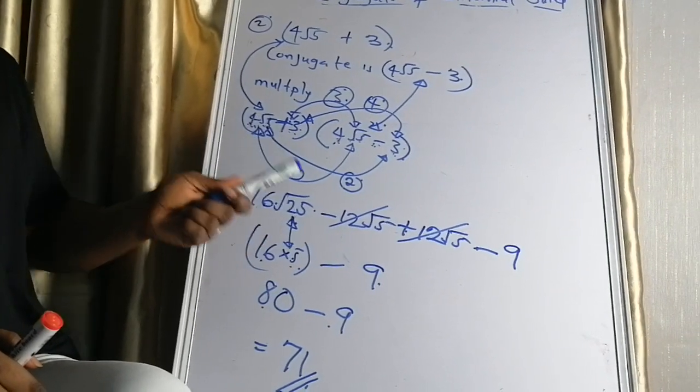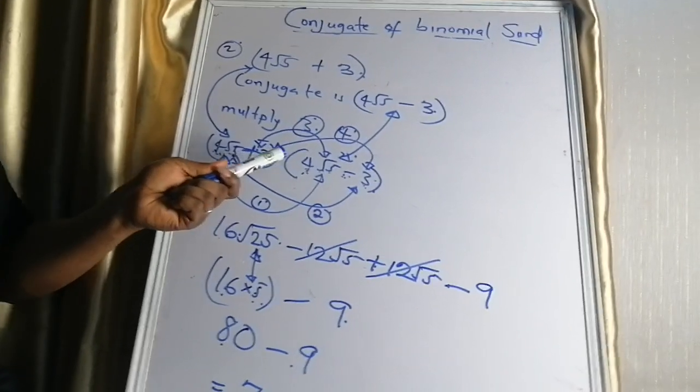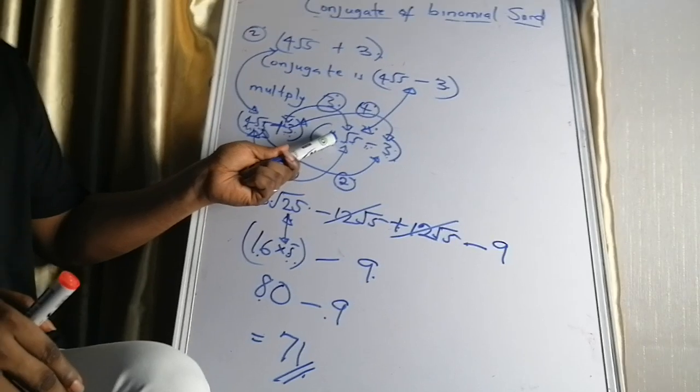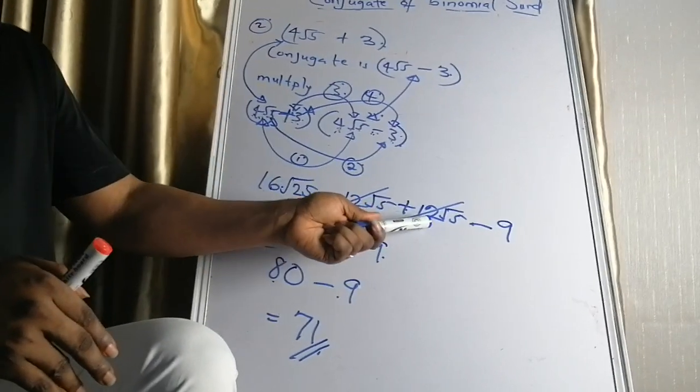And I'll pick the one that is outside, which is root 5. The same thing, step 3. 3 is outside. 4 is outside. Okay. And I'll say 4 times 3. That is what? 12. Okay. And I pick root 5.